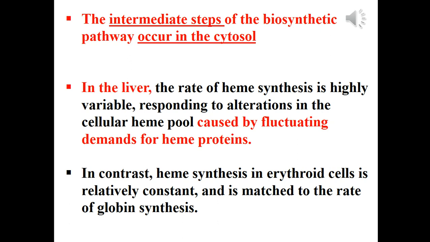In the liver, the rate of heme synthesis is highly variable, responding to alterations in the cellular heme pool caused by fluctuating demands for heme proteins. In contrast, heme synthesis in erythroid cells is relatively constant and is matched to the rate of globin synthesis. Since in the erythrocyte only hemoglobin is synthesized, it depends on the rate of globin synthesis, so it is almost constant.